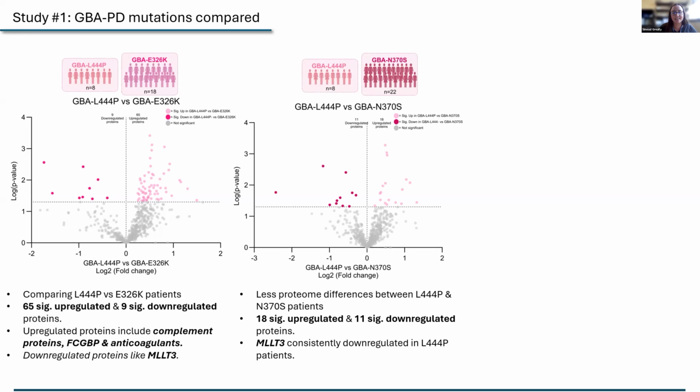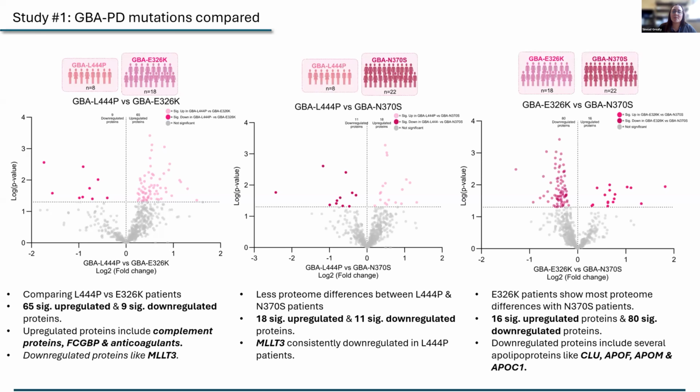When L44P patients were also compared to N370S, I saw 18 significantly upregulated and 11 significantly downregulated proteins. And once again, the MLLT3 was found. And then when I compare E326K versus N370S, we saw a downregulation of 80 proteins, upregulation of 16, and a downregulation of a lot of the apolipoproteins when we compare these two mutation groups, like clusterin, APOF, APOM, and APOC1.